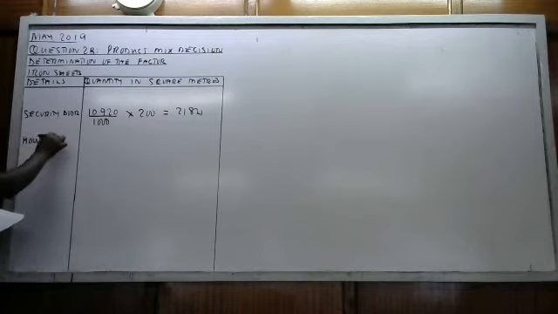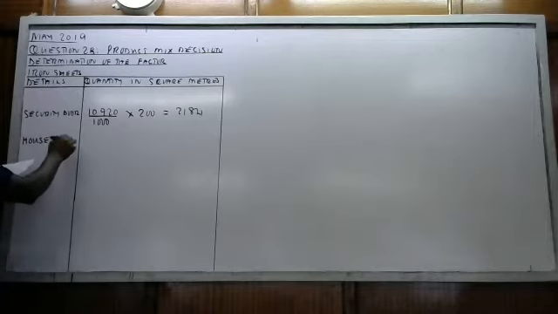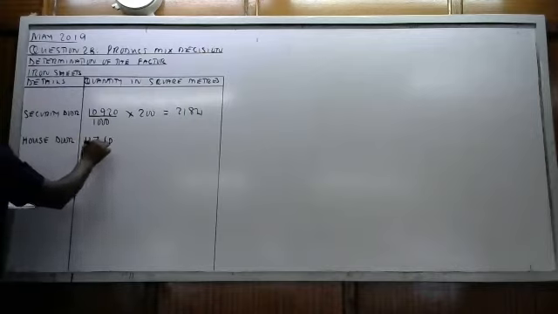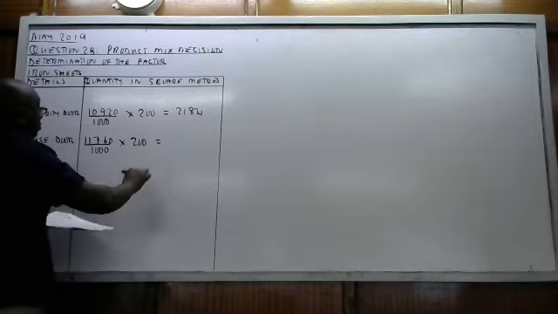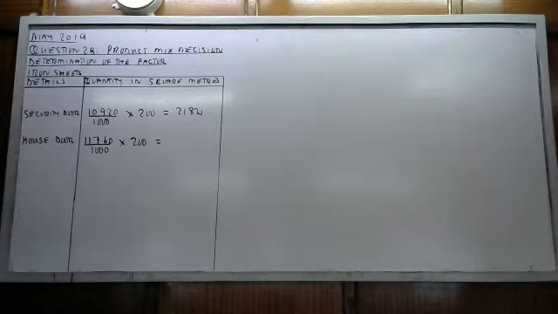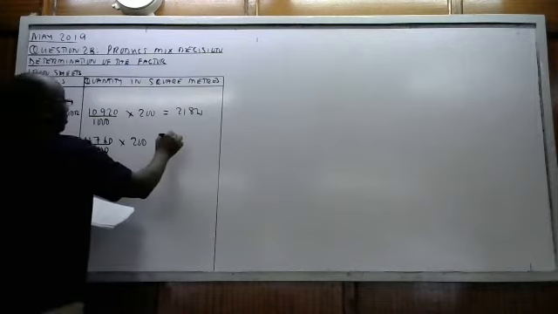Let's go to this other one. This other one is called house door. The cost of the house sheet is 11,760. Again, you divide by 1,000. Multiply by the 200 doors required. So 11.76 times 200. It is 2352.